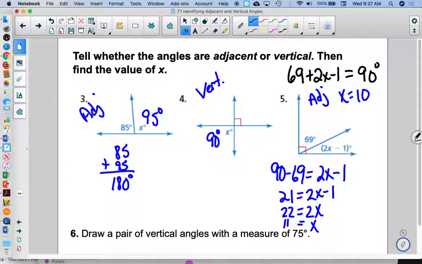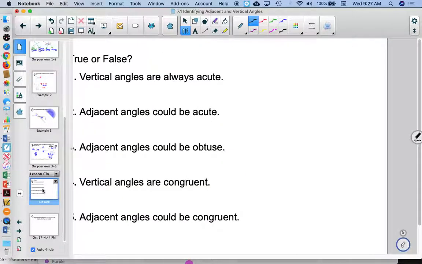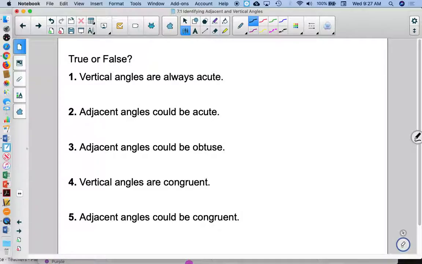Okay? I'm not doing the next one. We're moving on. Okay, what do you know? Let's find out. True or false? Thumbs up, true. Thumbs down, false. Vertical angles are always acute. True or false?